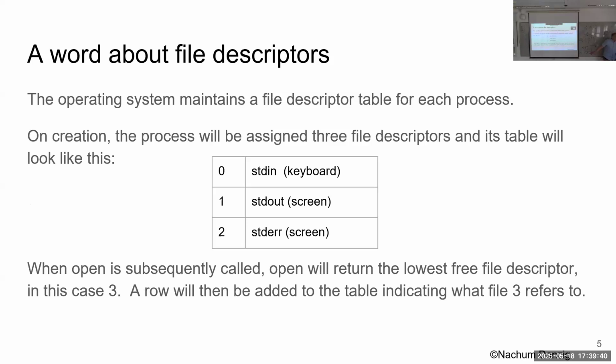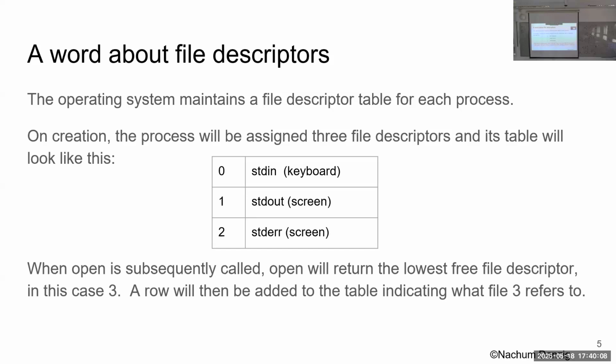Okay, so here's a little word about the file descriptor, which I sort of mentioned, and I'll mention it again. 0 is the standard in, which is the keyboard, 1 is the standard out, which is the screen, and 2 is standard error, which is the screen. Which means that if I write to either file 1 or 2, it'll go to the screen. But it'll go to the screen in different ways, either as an error or as a regular message. But the user won't see any difference, they'll just see text on the screen.